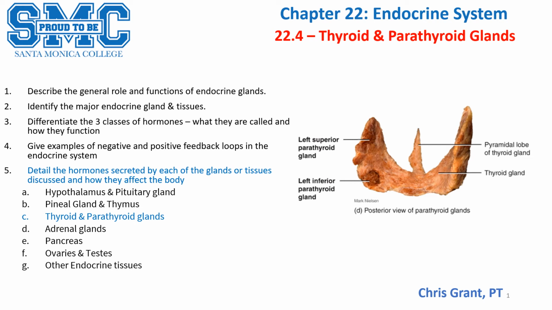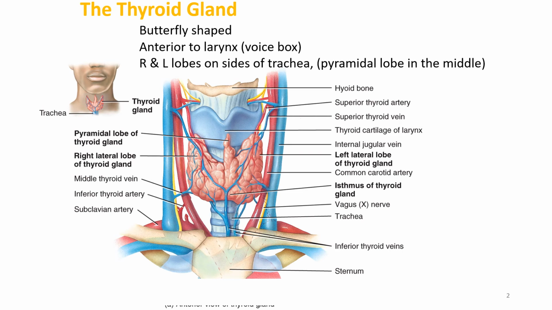Next up is the thyroid and parathyroid glands. The thyroid gland is a butterfly-shaped gland. It is located just anterior to your larynx, which is your voice box, which goes around your trachea. Your other major landmark is your Adam's apple, which you're going to learn is called your thyroid cartilage.